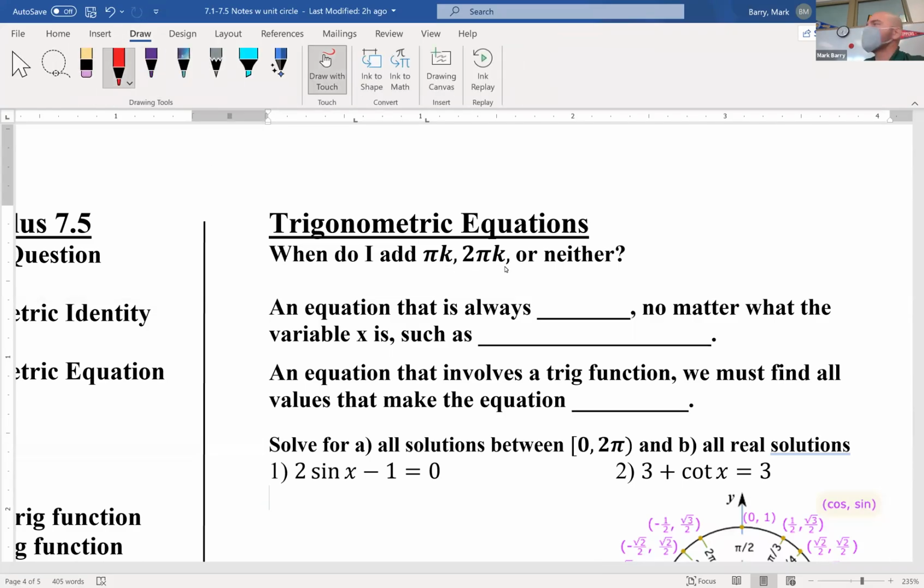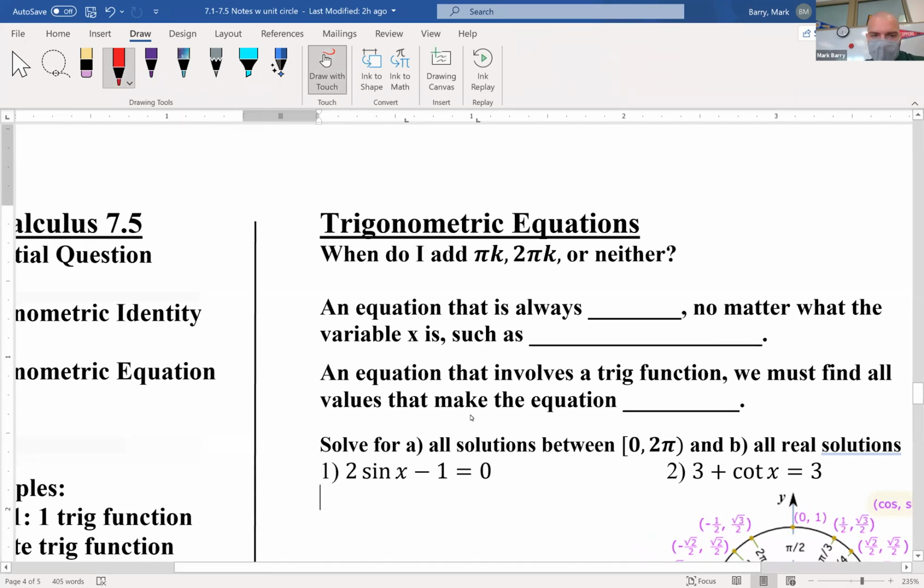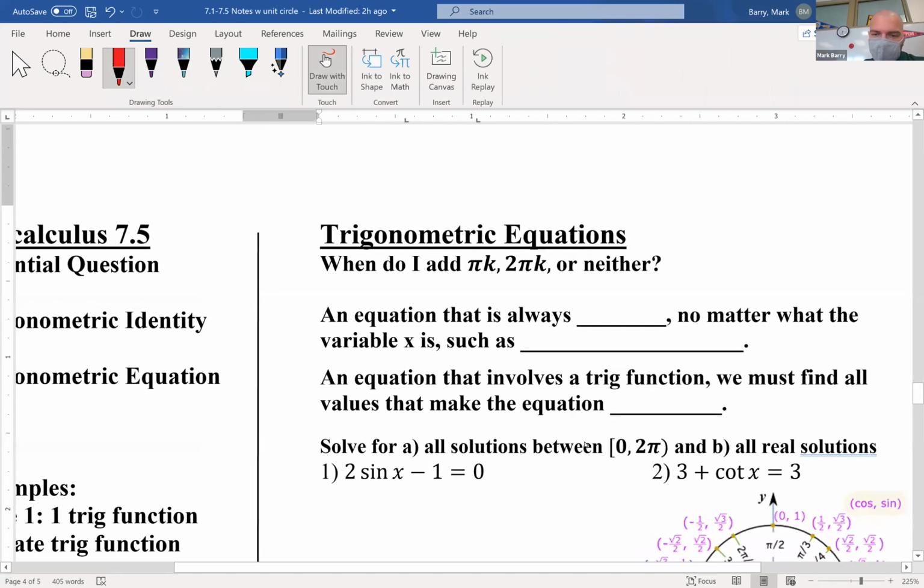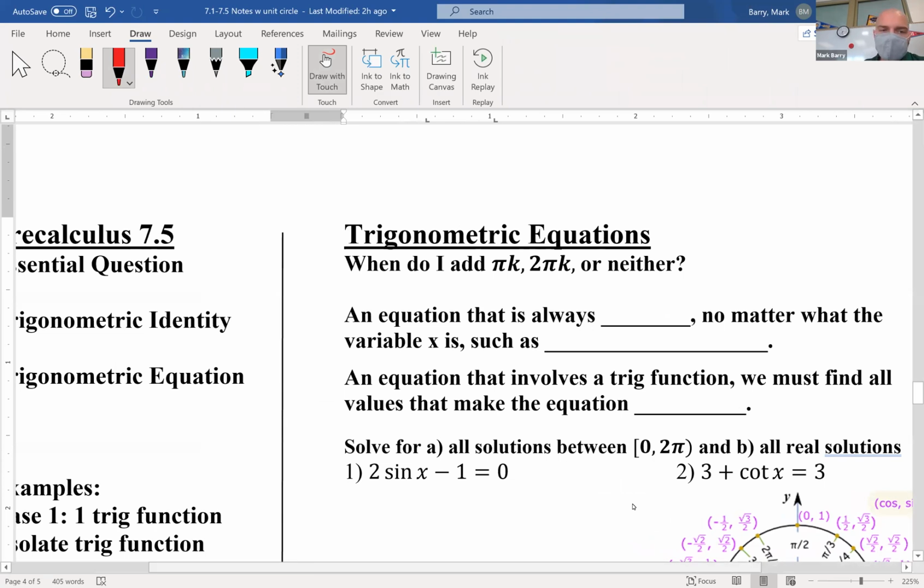All right, so let's go ahead and get started here. So this is trigonometric equations, and I'd like to make a distinction here to start between trigonometric identities and trigonometric equations. So a trigonometric identity is what we did in our last section, 7.1. And I said that those are equations. So I can understand why you get these two confused, but it is important to understand the difference.